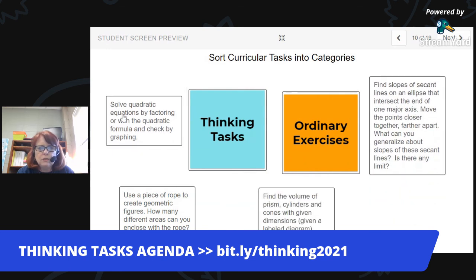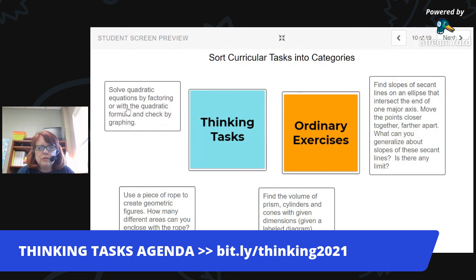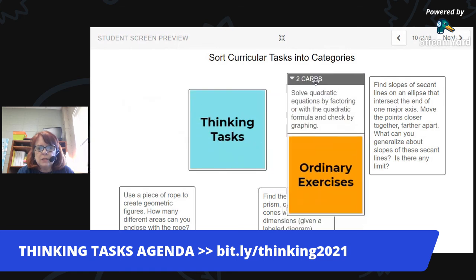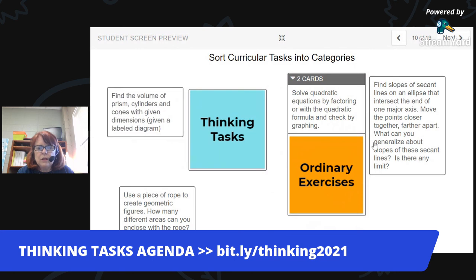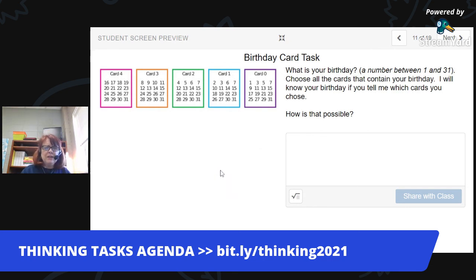So let's see. I'll do this one. Solve quadratic equations by factoring or with a quadratic formula and check by graphing. I don't know about you, but I've probably done 1,000 of these in my day as a math teacher for 35 years. So this is definitely ordinary. This is something that would show up in just about every textbook out there. I'll let y'all do the last 3 yourself, but do sort these into categories. If you have never done a Desmos activity or created your own, these are pretty easy to put together. I would encourage you to use these with your students to help them make sense of things, to create some tasks like this.